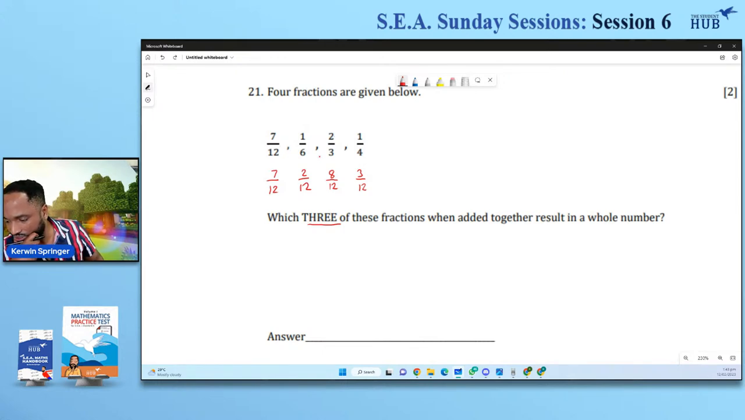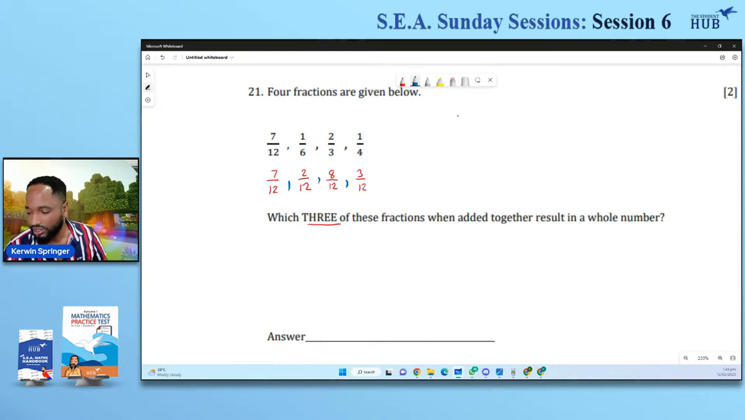1/4 is 3 out of 12. So everything looking good there. 6 into 12 is 2. 2 by 1 is 2. 3 into 12 is 4. 4 by 2 is 8. All right, maybe I can get it now. Yes, now I can get it. So this was causing me to not get it. Instead of putting 2 out of 12, I put 6 out of 12. So 2 and 3 is 5 and 7 is 12.